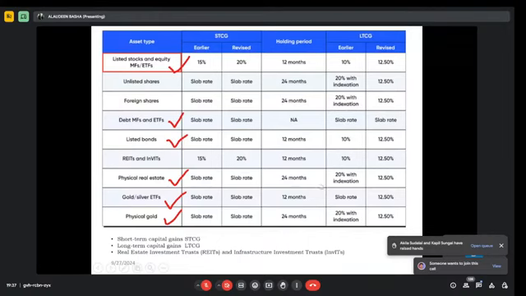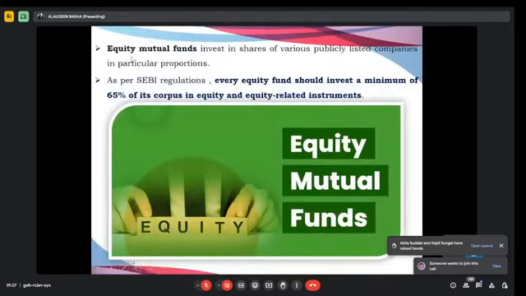First one is investing in equity mutual funds. There are three kinds of mutual funds: equity mutual funds, FP mutual funds, and gold silver ETF. So first we think about equity mutual funds. What is an equity mutual fund? If a mutual fund invests more than 65% of its value in equity or equity-related instruments, then it is called an equity mutual fund.